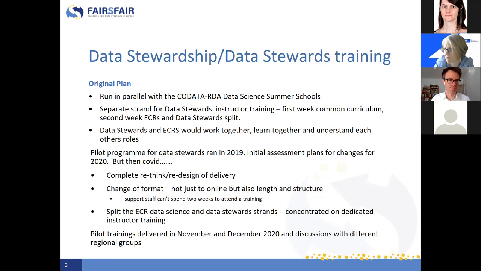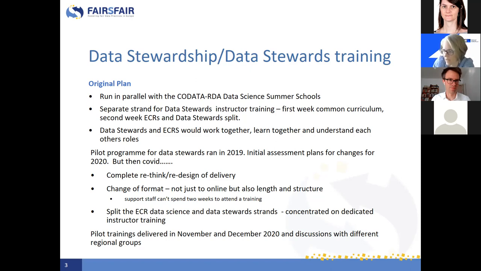But then COVID happened, and we couldn't do in-person events. So we had to have a complete rethink and redesign of the delivery. This wasn't necessarily a bad thing. There have been some advantages from it, and it's given us a chance to reflect. So we had a change of format. It's not just online, but also the length and structure.